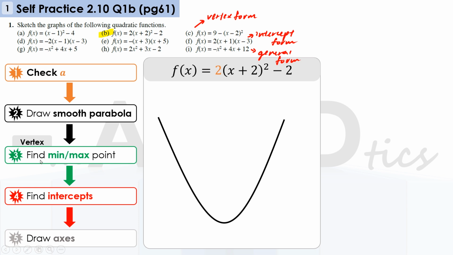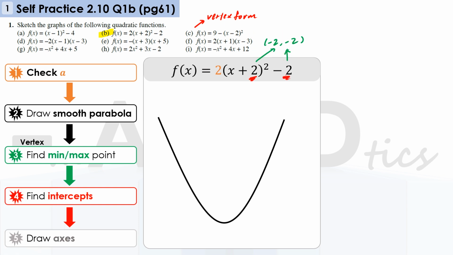And the third step, find the minimum or maximum point. This one is a smiley face, so it's the minimum point. Okay, and we need to have the vertex form. So we are in luck because this one is a vertex form. If we want to find the minimum point, we just extract these two values out.